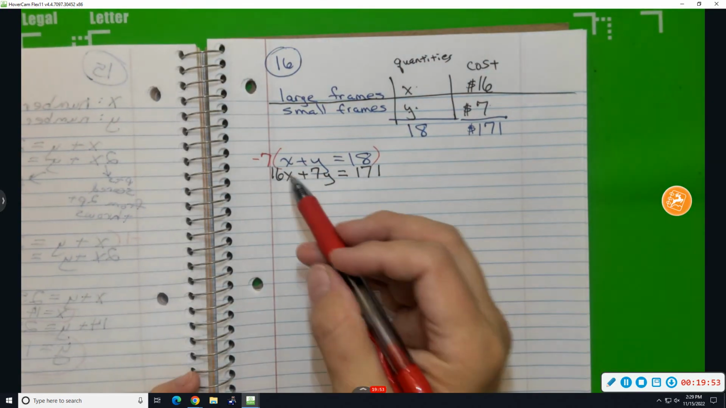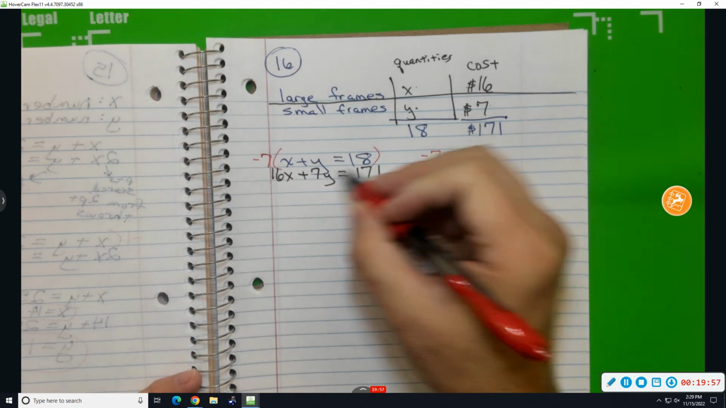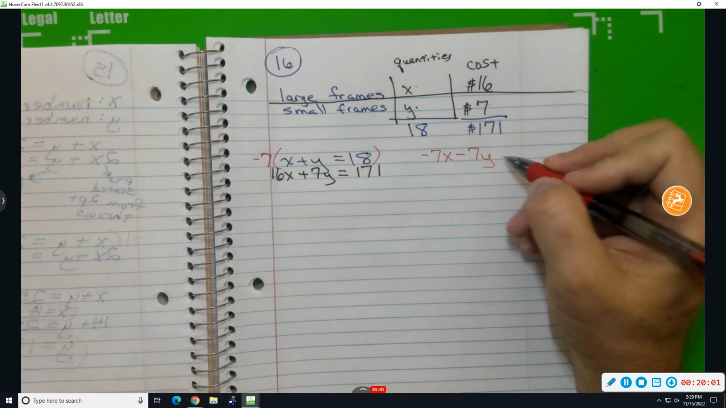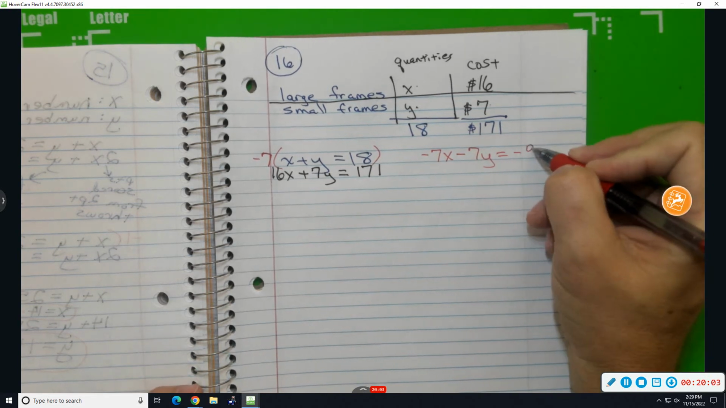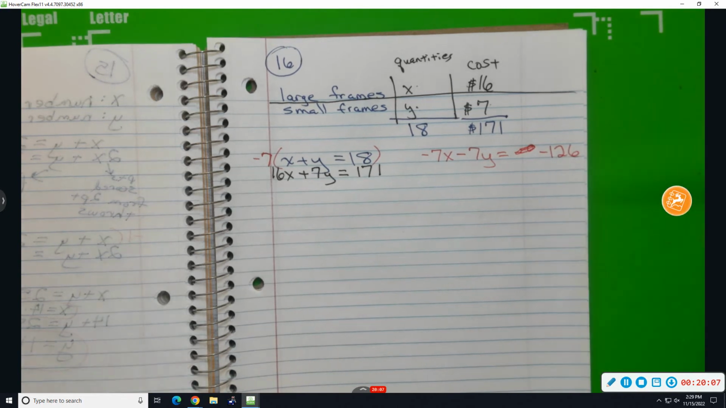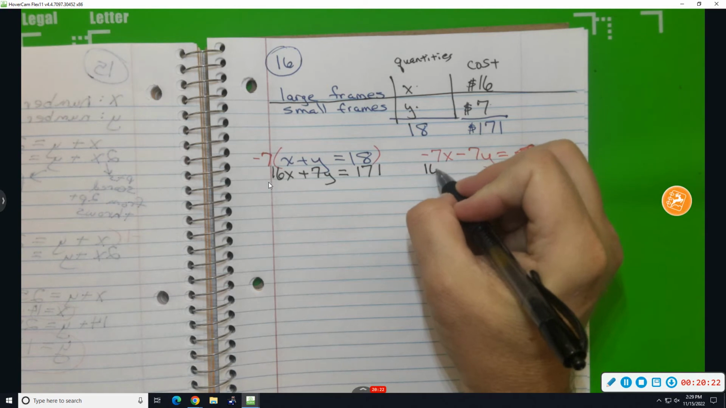So that first equation is going to become negative 7x minus 7y equals negative 126. I tell you, my mental arithmetic. 70 and 56. Yeah. Okay. And then we have the second one. Wait a minute, let me write the second one right here.